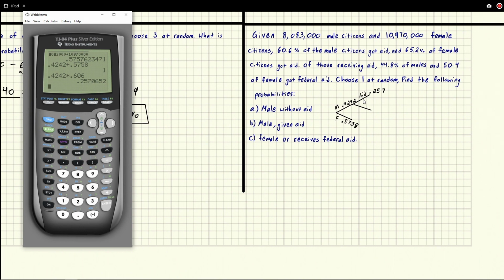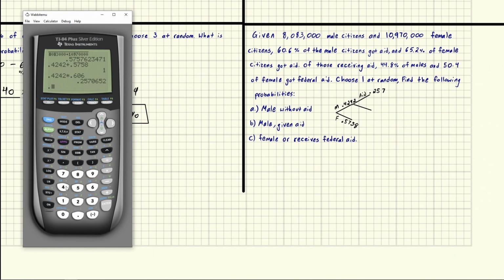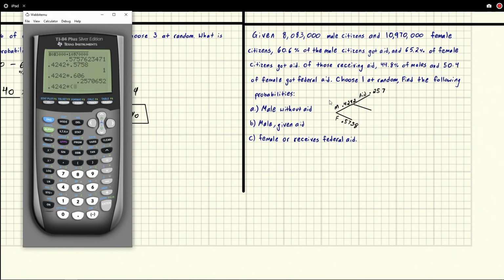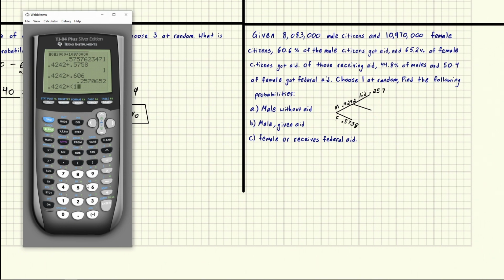Now, of course, we're going to do the one down here. So this is going to be 0.4242 times the fact that they are male and they did not get aid. So that's going to be 0.4242 times, and then the people who didn't get aid, well, that's 1 minus the percentage of aid. So this is like just saying, if 0.606 got aid, then if we take 100% minus 60.6, that's going to leave us with a percentage that didn't get aid.